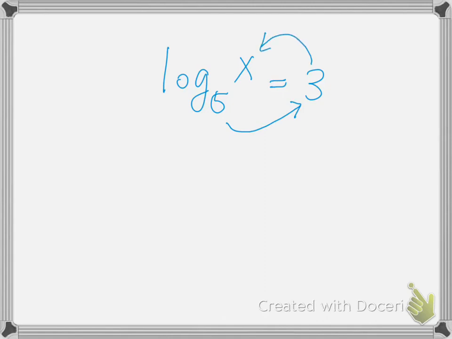So the next question, we are given a log question. We are given the log form. Log 5 of x is 3. How can we change this back to exponential form? So we read it in the counterclockwise direction. So first 5, start from 5. 5 to the third power is x. So the answer is 5 cubed is x.